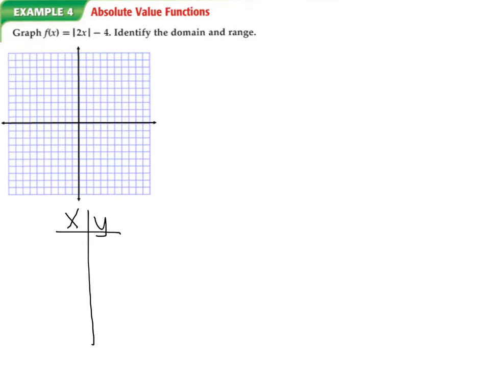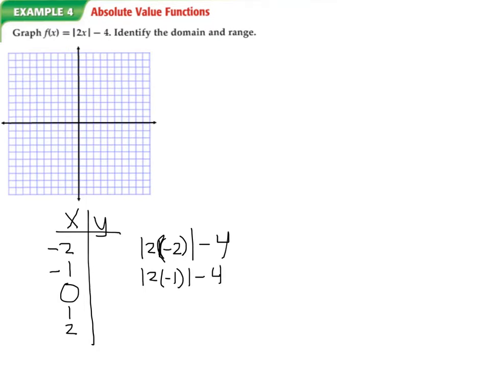So if I create a t-chart, my standard values that I'm typically going to use, since I don't know much about absolute value functions yet, I'm going to use -2, -1, 0, 1, and 2. And then I'm just going to plug those values in to get my f of x value or my y value. So I'm going to have the absolute value of 2 times -2, closed absolute value, minus 4. Same thing here. 2 times -1, all in absolute value, minus 4. Then absolute value of 2 times 0, minus 4, and so on and so forth.